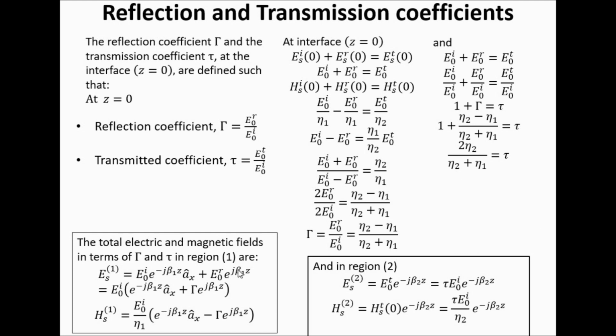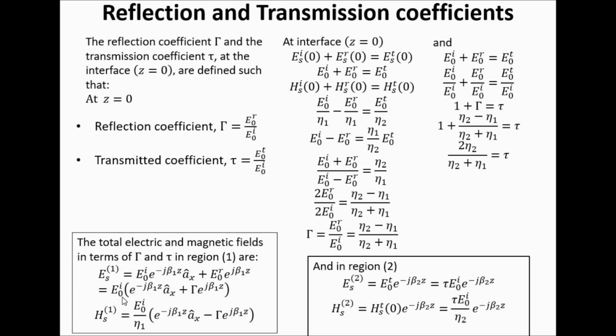Now we can write the total field equation for medium 1. You see the total electric field was E0I e to the power minus j beta 1 z a_x plus the reflected one, E0R e to the power j beta 1 z. Now we can take E0I as a common factor, so it will be E0I e to the power minus j beta 1 z a_x. Now here will be E0R over E0I, that is equal to the reflection coefficient. So now you see we can easily remove E0R from the expression by introducing the reflection coefficient.